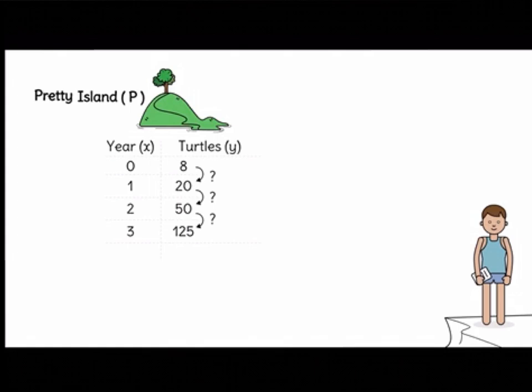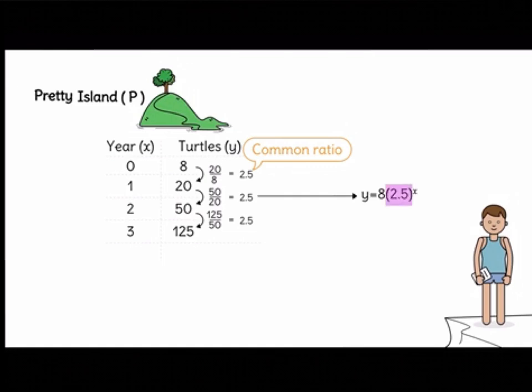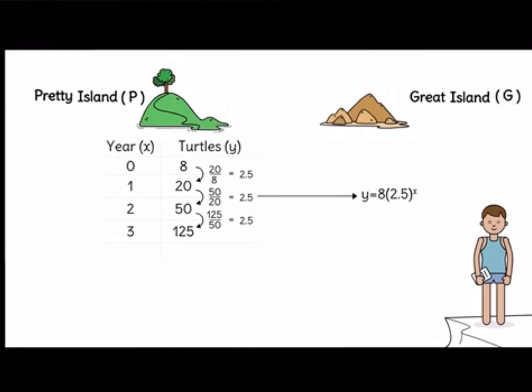How could we find that? Let's divide each y value by the previous one. If that common ratio holds up, we've found a multiplier. Yup, there it is, 2.5. Here's the equation. And a bigger multiplier means there will eventually be more turtles on P than even G, the other exponential growth island.